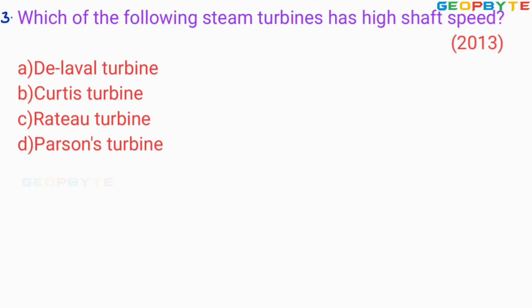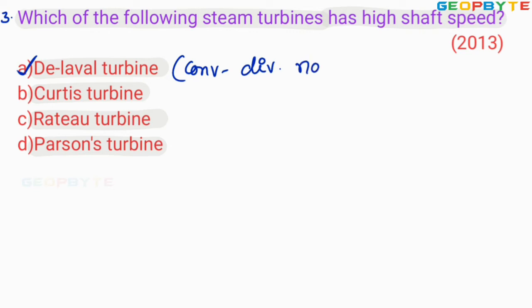Look at the 13th problem. Which of the following steam turbines has high shaft speed? De Laval turbine, Curtis turbine, Rateau turbine, Parsons turbine. Absolutely De Laval turbine. Dear friends, remember the De Laval turbine is always constructed to work with converging diverging nozzle. The steam is available from the converging diverging nozzle for the simple impulse turbine called De Laval turbine under supersonic condition.